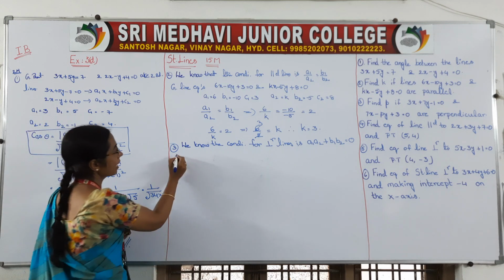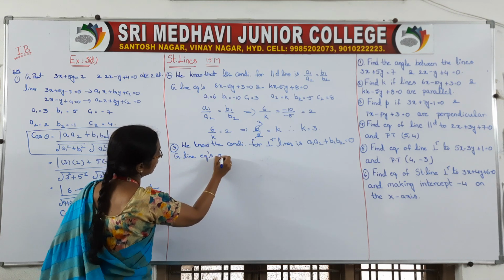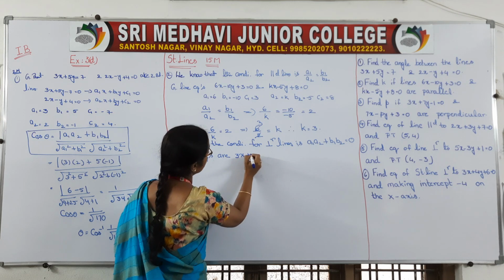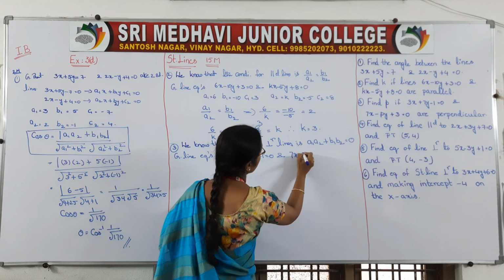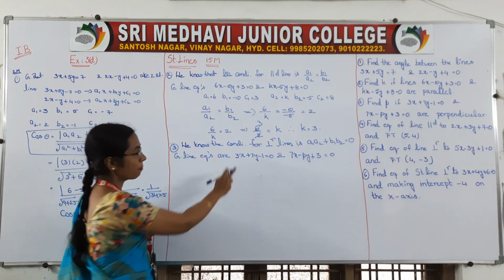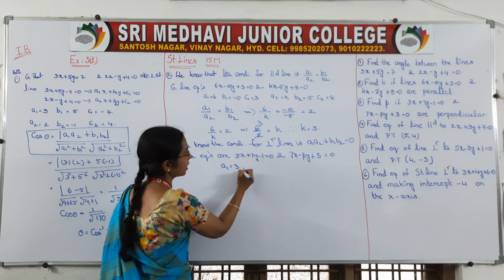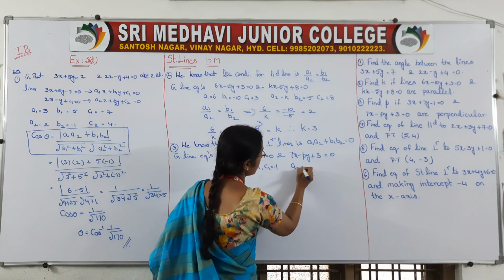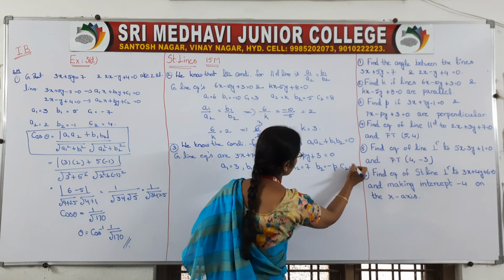In this question, given line equations are, what are the given line equations to you? It is 3x plus 7y minus 1 is equal to 0, and 7x minus py plus 3 is equal to 0. Same thing, compare with a1x plus b1y plus c1 is equal to 0. a1 is equal to 3, b1 is equal to 7, c1 is equal to minus 1. a2 is equal to 7, b2 is equal to minus p, c2 is equal to 3.